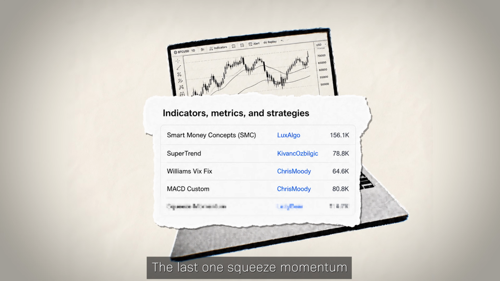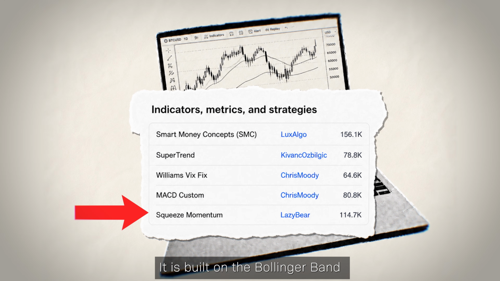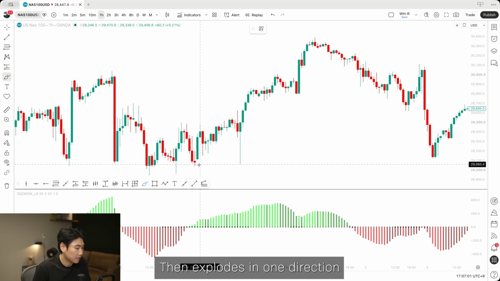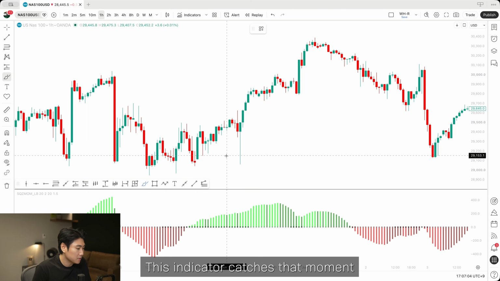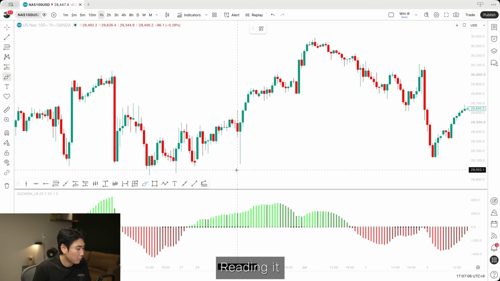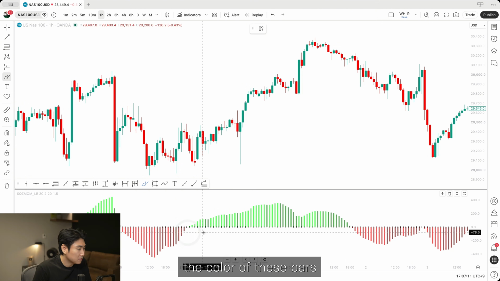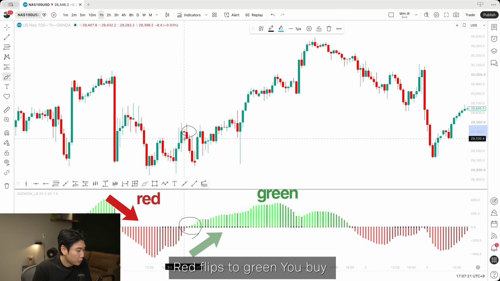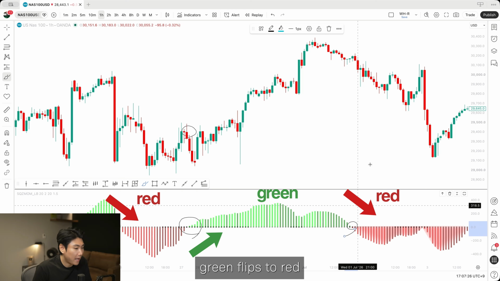The last one, squeeze momentum. It is built on the Bollinger Band. The market quietly builds up energy, then explodes in one direction. This indicator catches that moment. Reading it is even simpler. Just watch the color of these bars at the bottom of the screen. Red flips to green, you buy. Green flips to red, you sell.